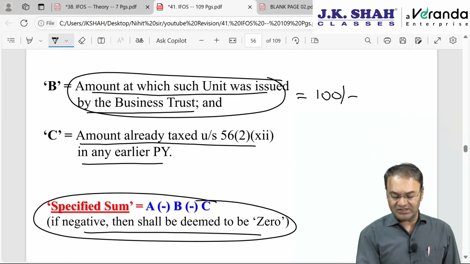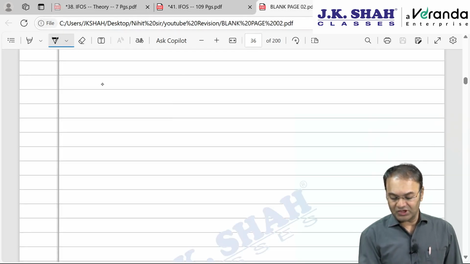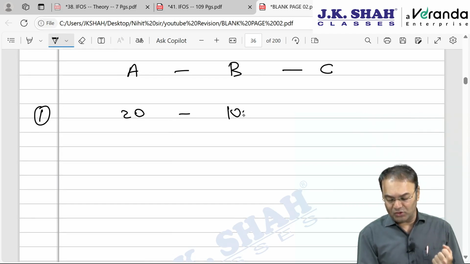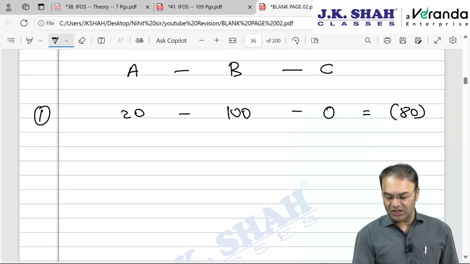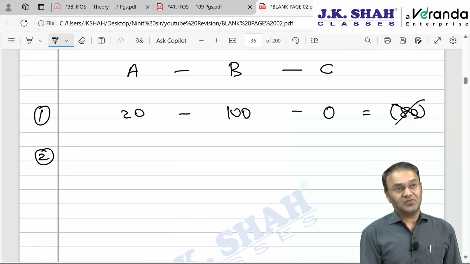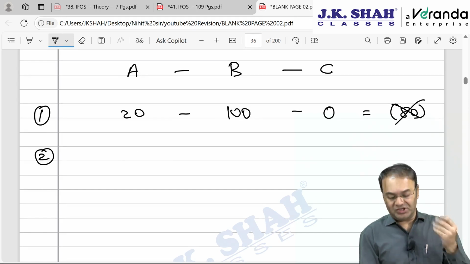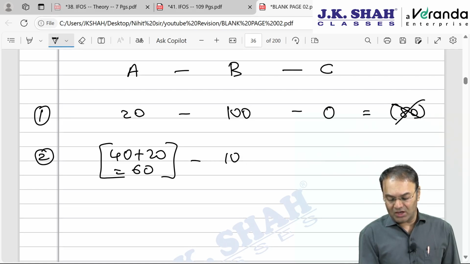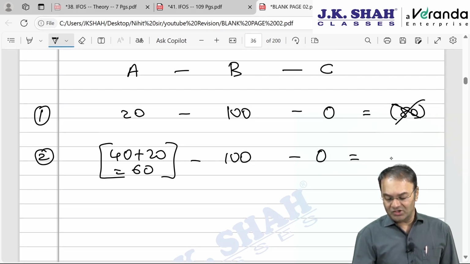Let me explain it to you with one example. Suppose in A minus B minus C. So first instance, you had contributed 100 rupees. I paid you 20. I had received 100 from you and nothing has been taxed up till now. Then it becomes negative 80. Negative 80, then ignore it, make it 0. Then I paid you 40 rupees. So if I pay you 40 rupees, then plus 20 rupees, the earlier amount will also have to be taken into account. A would be 60. Minus 100, minus nothing has been taxed in the past. Still the answer is negative 40. Negative 40, ignore it, 0.